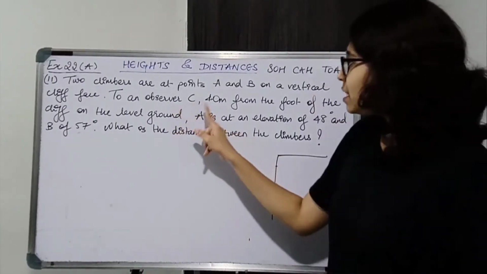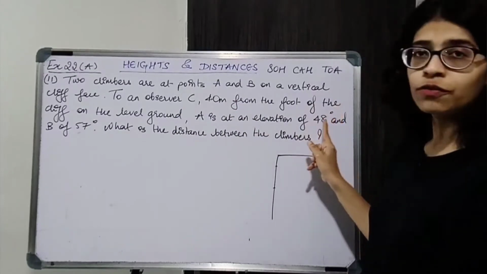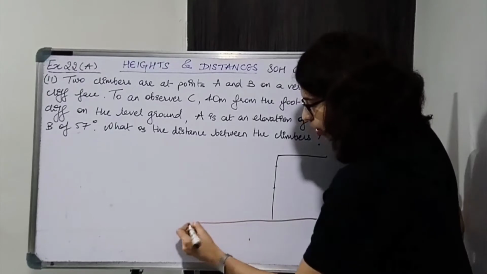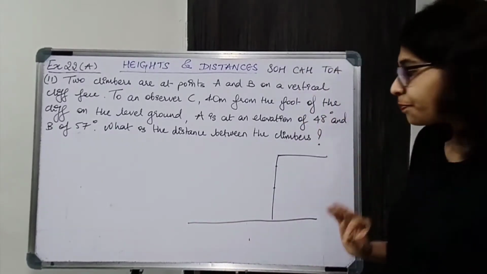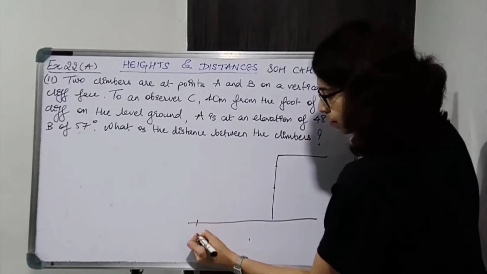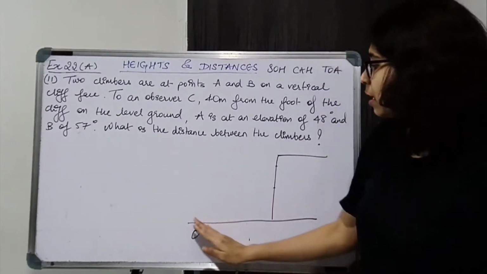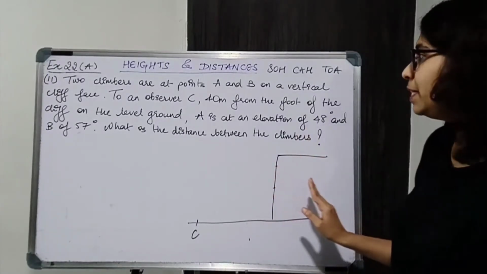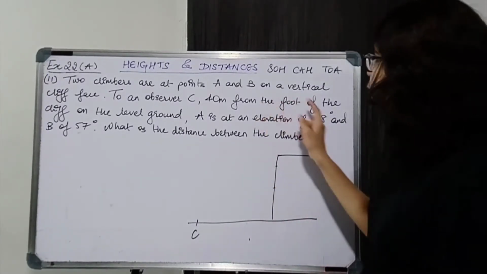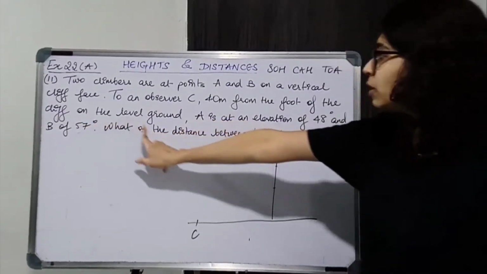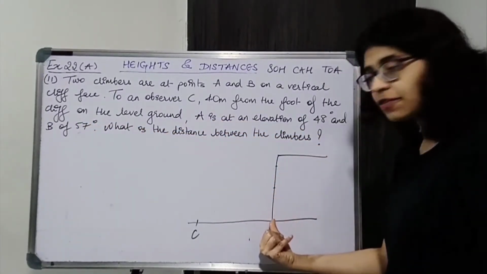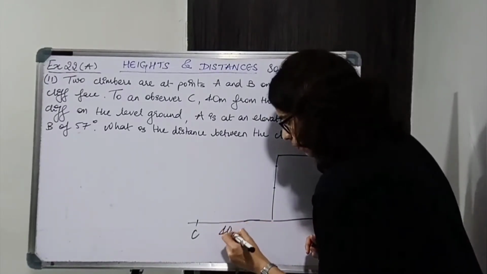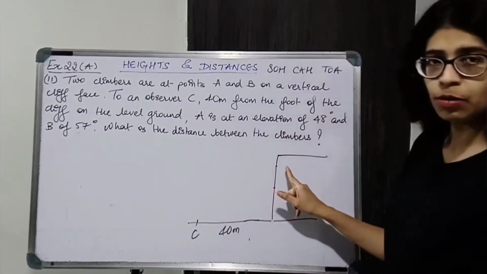Now to an observer C 40 meters from the foot of the cliff on the level ground. So this is the cliff and there is this ground. Now there is an observer C at some point. This observer C is observing these two climbers at points A and B. He is at 40 meters from the foot of the cliff, on the level ground. So the foot of the cliff is this. He is at 40 meters, and he is observing both of them.